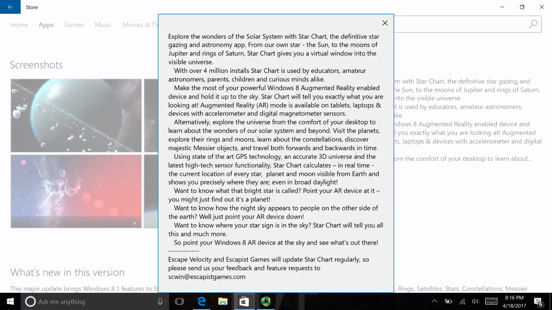And again, it does talk about the AR device and things on there, and I think that that's super cool. If you're out under the sky and you have your tablet, take this, use the AR and hold it up, and you're able to see exactly what constellation, what star, what planet it is. So definitely something that I think could be very helpful for students and teachers.